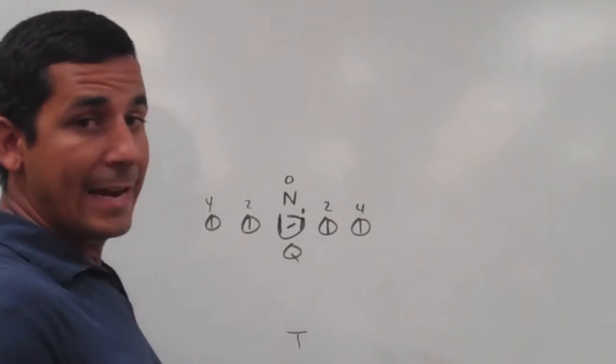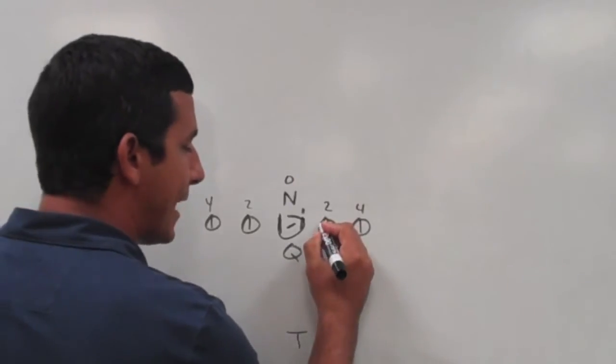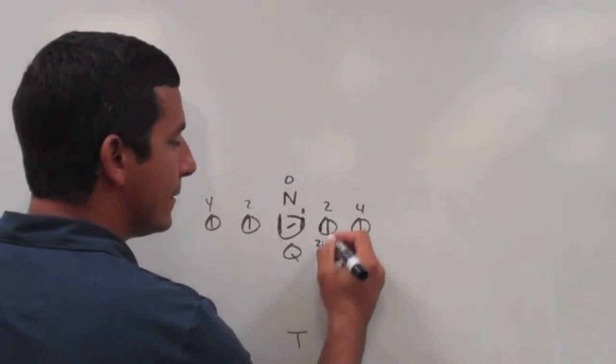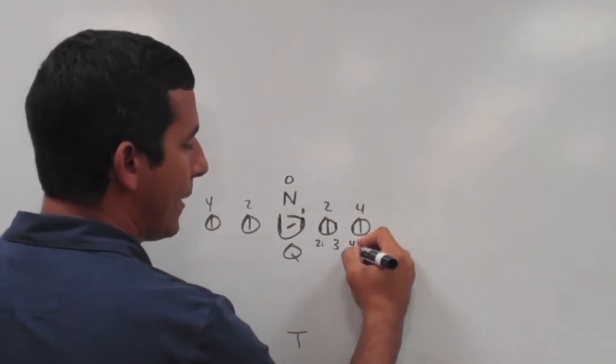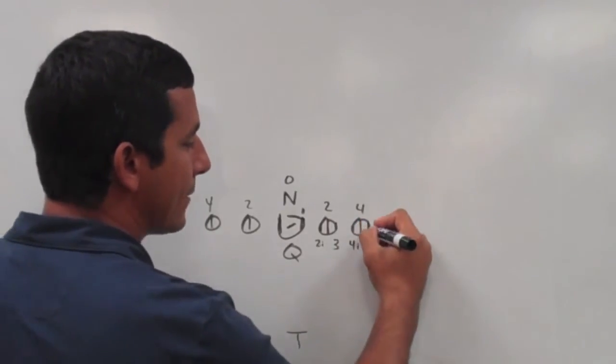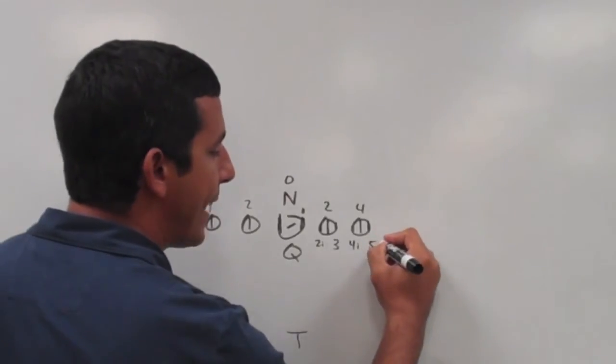Now, we talk about the shaded positions. Talking with the guard, if he's in an inside position, we're calling that a 2-eye. If he's in an outside position, we're calling that a 3 technique. Right here, we're calling that a 4-eye. And an outside shade on a tackle, we're calling that a 5 technique.